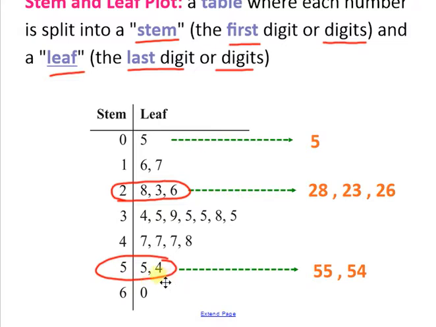Now, the only thing about this particular stem and leaf plot is that these really should be in numerical order from least to greatest. So this should say 23, 26, and 28, but we'll practice that together.